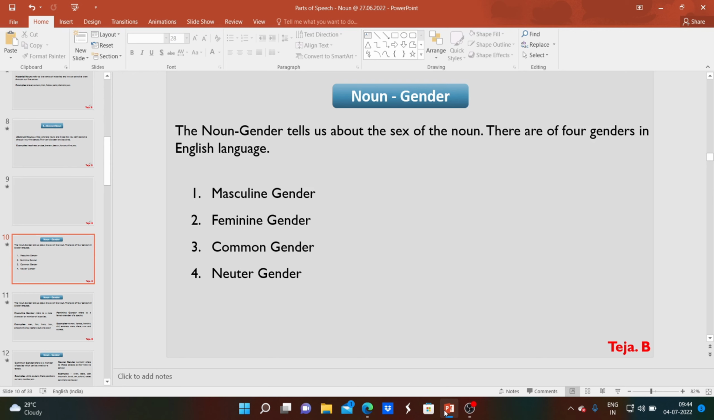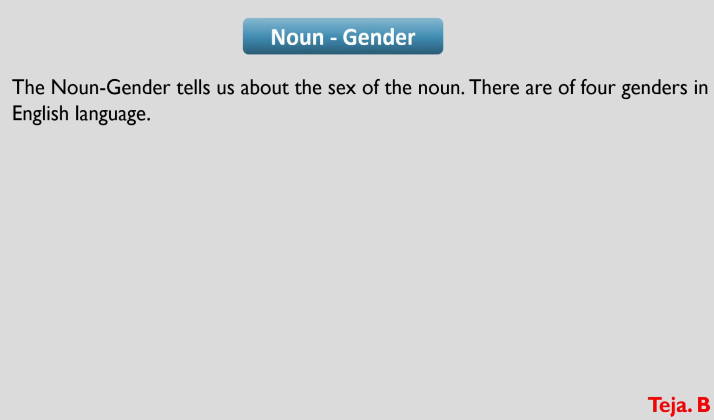Hi guys, today we are going to discuss noun gender and noun number. First, we are going to discuss noun gender. The noun gender tells about the sex of the noun. There are four genders in the English language, right? Noun gender talks about the sex of the noun, as we have already discussed.